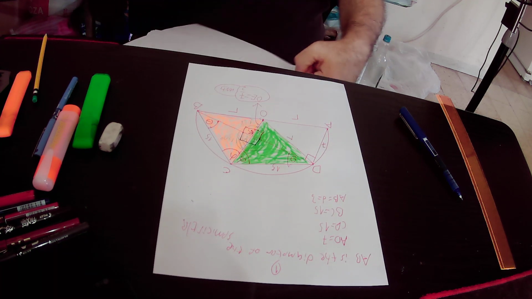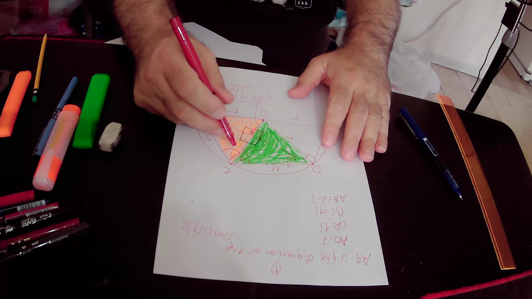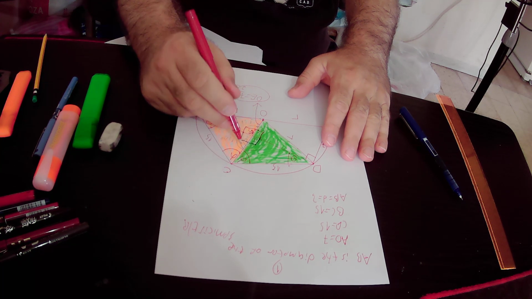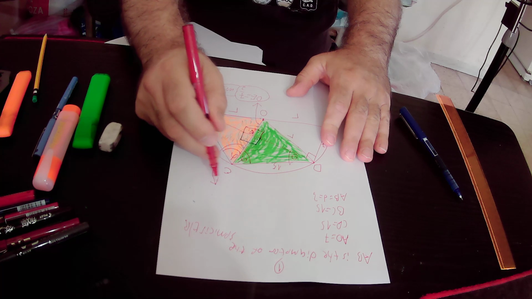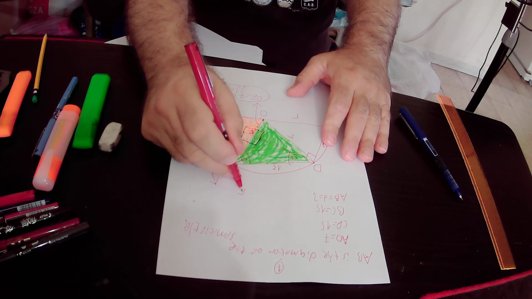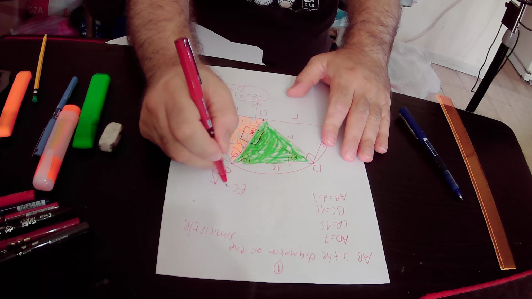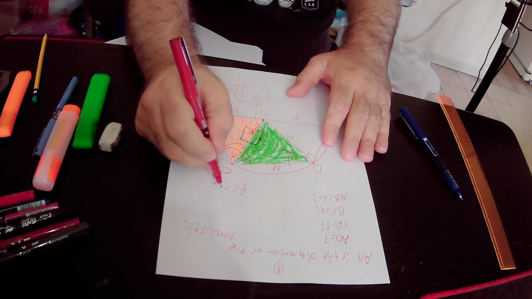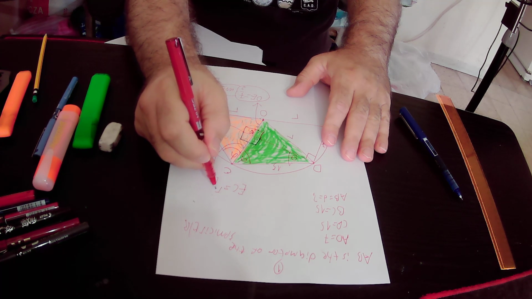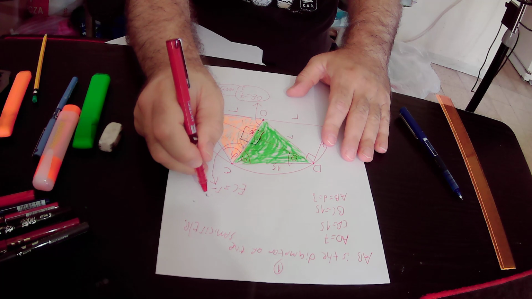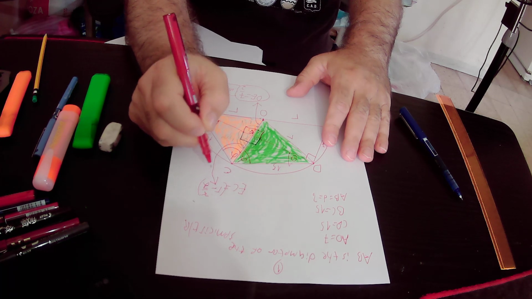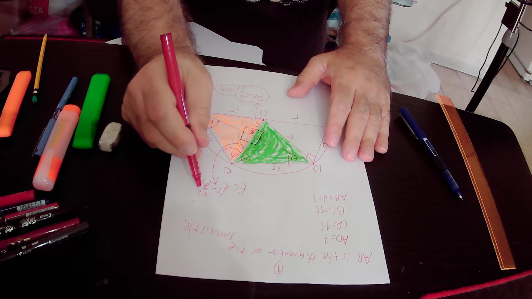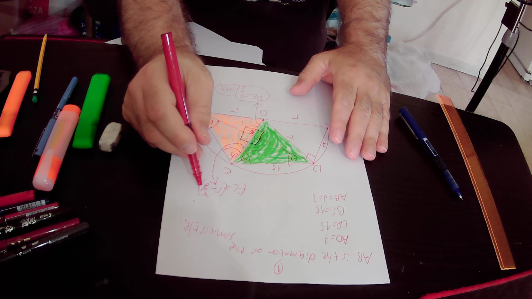So we can write here that EC equals R minus 7 over 2 units. Again, EC equals R minus 7 over 2 units.